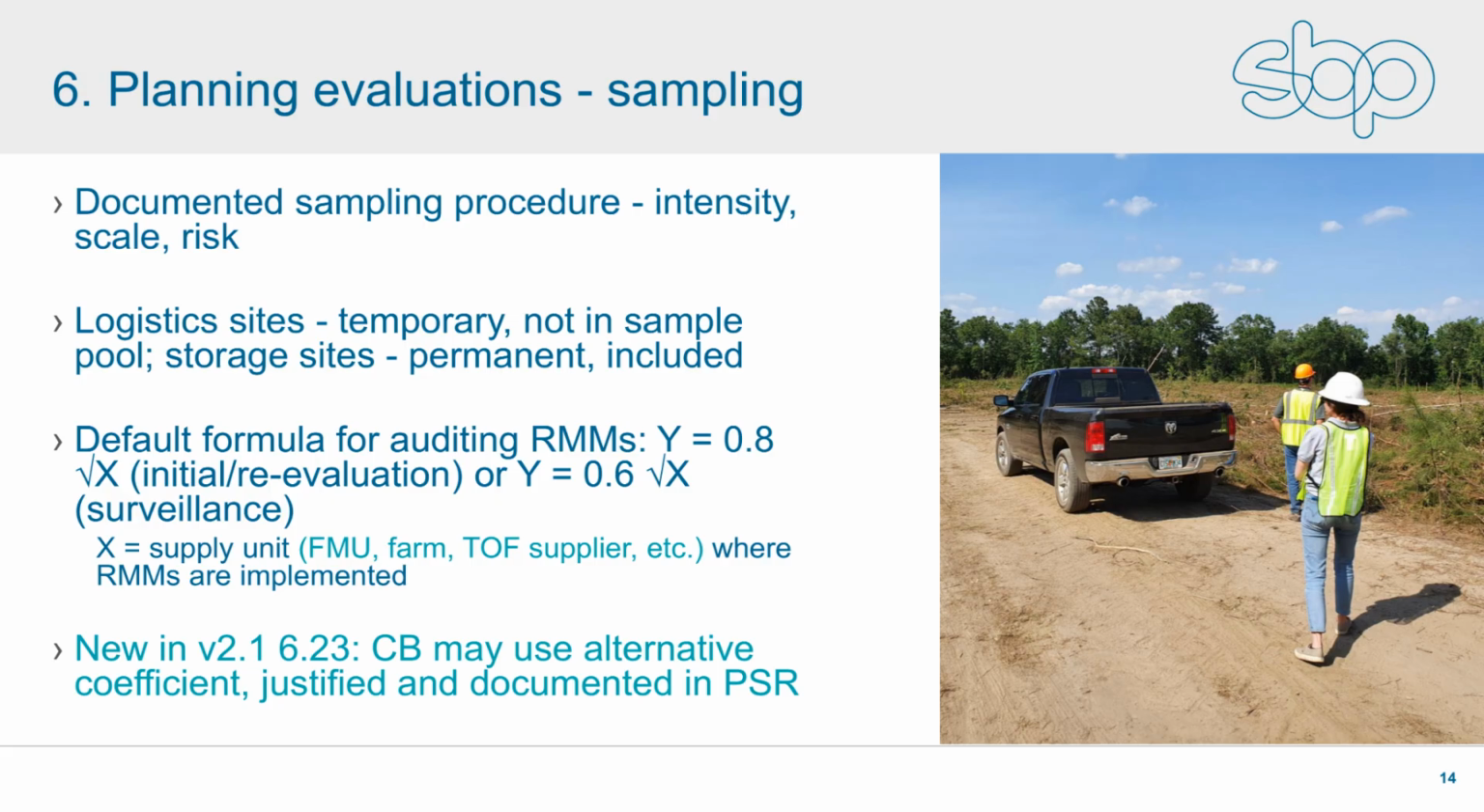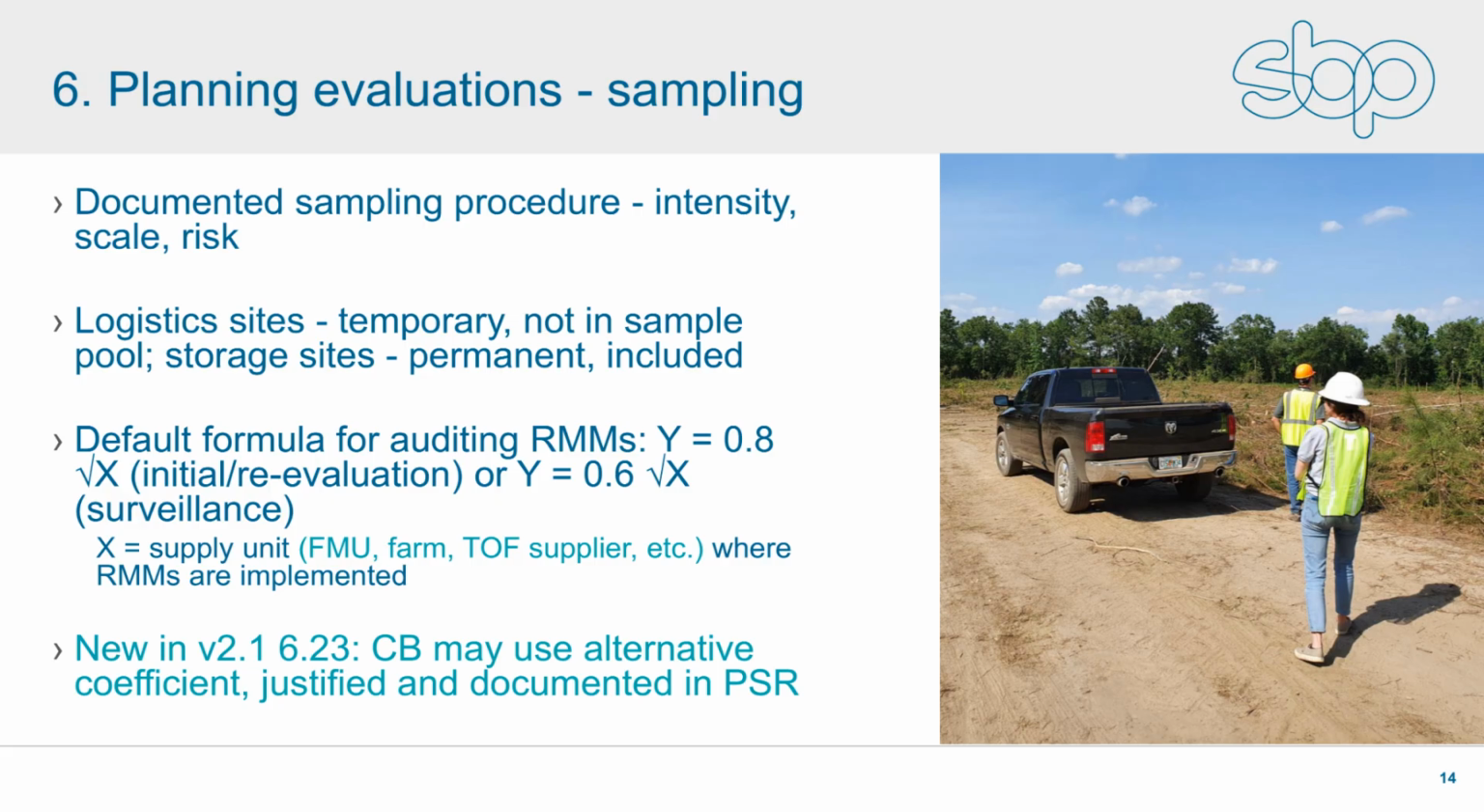Y equals 0.8 times the square root of x for initial and re-evaluations, or 0.6 times the square root of x for surveillance evaluations. What changes in version 2.1 is the terminology for X. It is now a supply unit, a forest management unit, a farm, a tier supplier, or similar, rather than sourcing areas or suppliers. And the larger number still prevails when both are applicable.